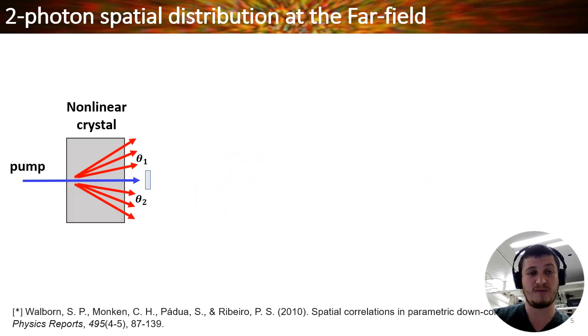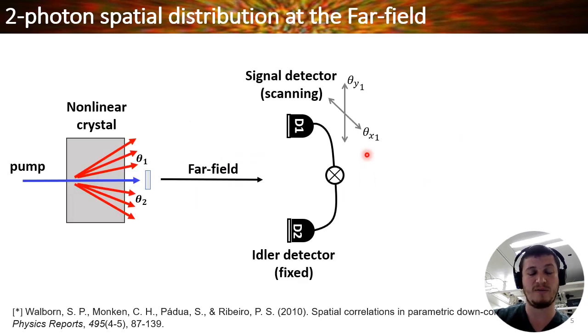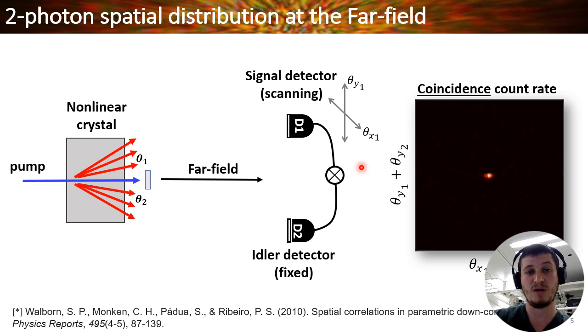To measure these correlations, we place two single photon detectors in the far field. One of them is fixed in place, and the other scans the transverse plane. And we count coincidence events, which are events where both photons are detected simultaneously. As we can see, and as we expect, we see coincidence events only when the two detectors are placed exactly symmetrically across the optical axis. And we get this nice focused spot.